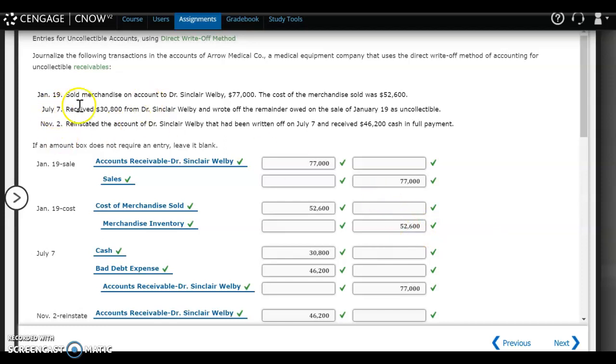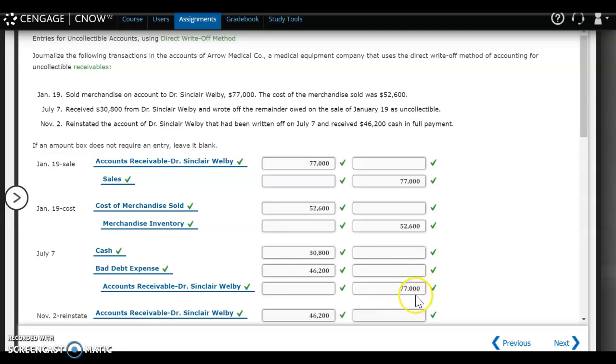Now, for July 7th, we received $30,800. So we're going to debit cash because that's how much we're getting. But the remainder of the $77,000, we're not going to collect. Since this is direct write-off, we're going to go ahead and take the full amount off the accounts receivable. So it's almost like they paid us with the direct write-off method.